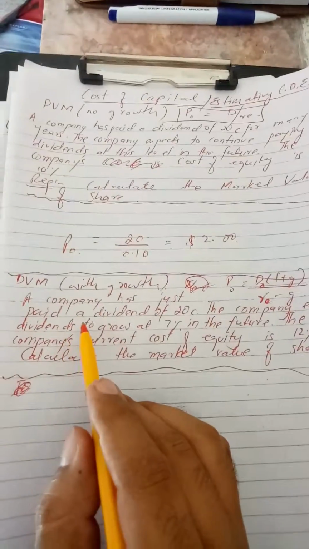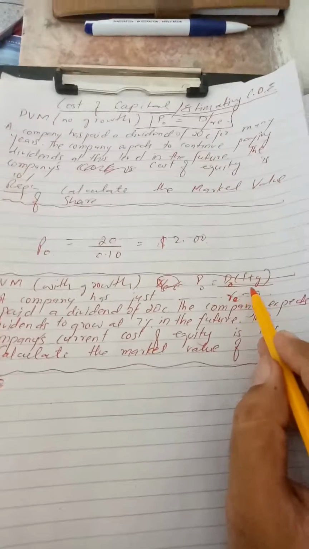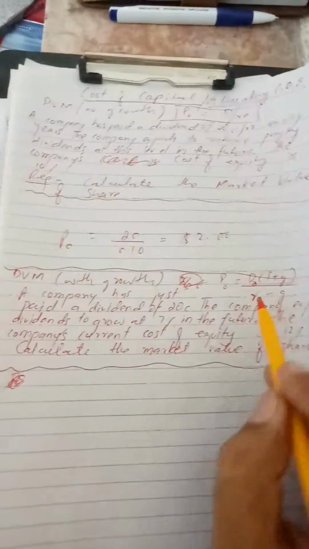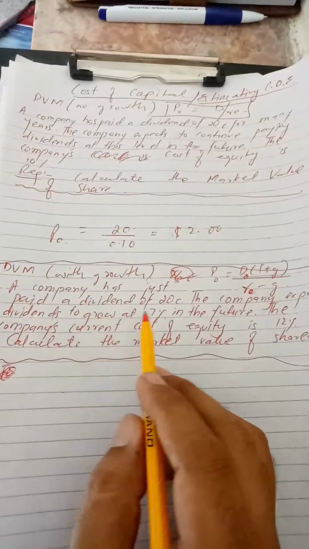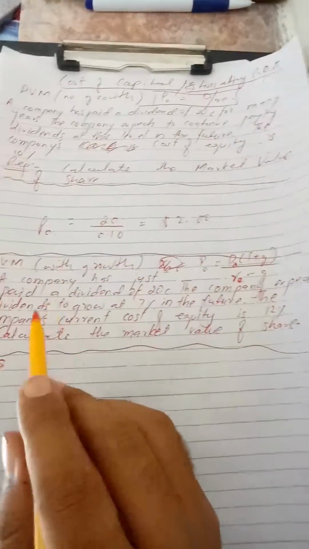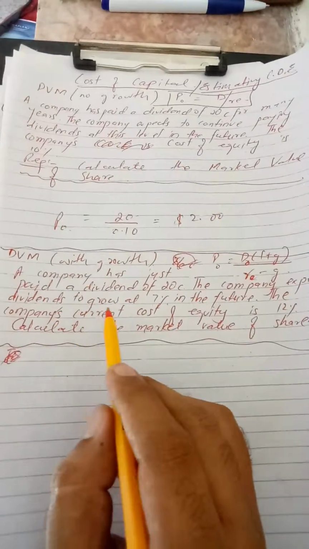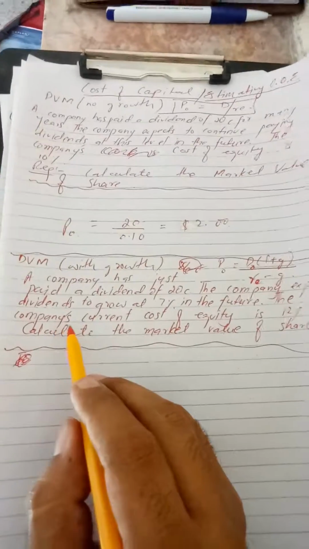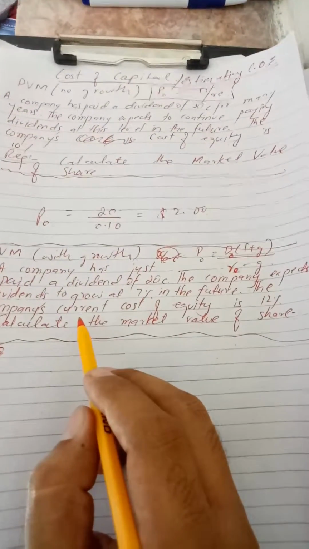That is now the cost of equity with growth. That is the formula. P naught is equal to D naught into 1 plus g, divided by Re minus g. The company has just paid a dividend of 20 cents. The company expects dividends to grow at 7% in the future. The company's current cost of equity is 12%. Calculate the market value of share. What would be the market value of share?